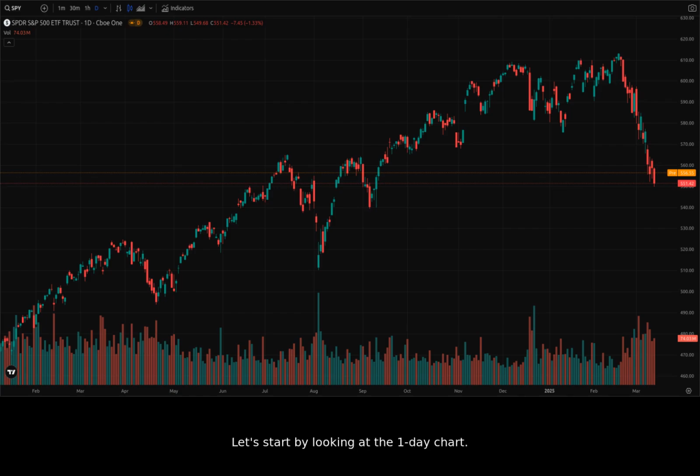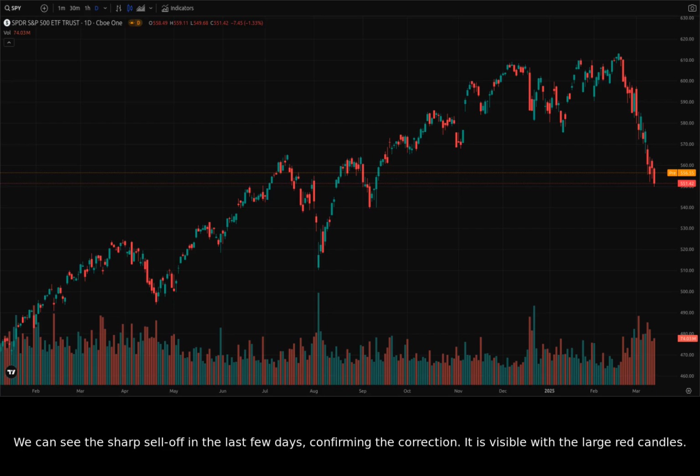Let's start by looking at the one-day chart. We can see the sharp sell-off in the last few days, confirming the correction. It is visible with the large red candles. However, we also see a slight bounce today, suggesting a potential short-term recovery.